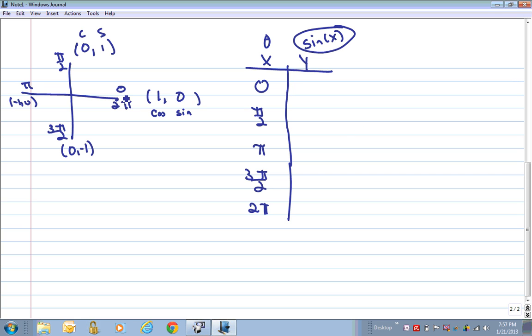Notice what happens when we're at 0 radians. If x is 0, our sine of x would also be 0.